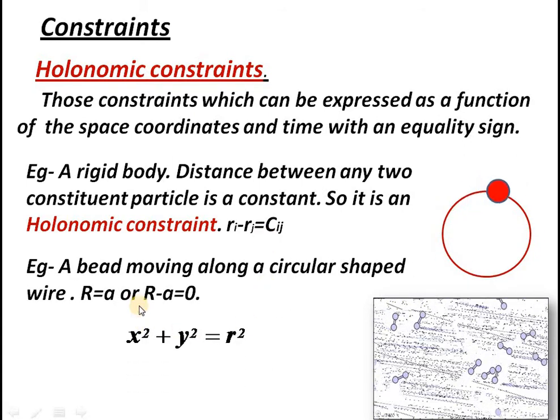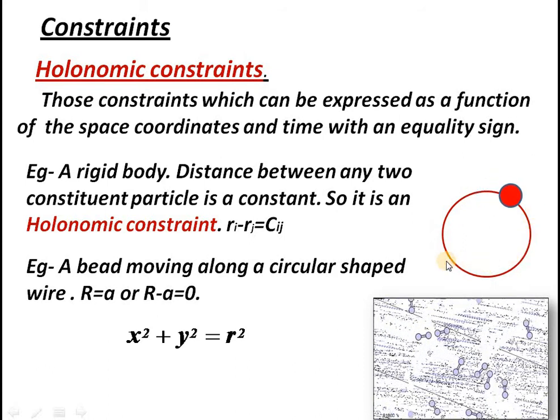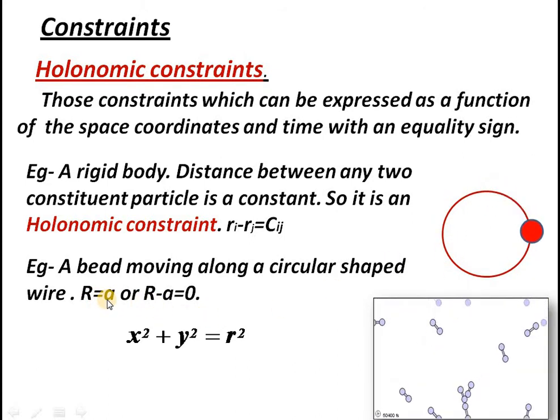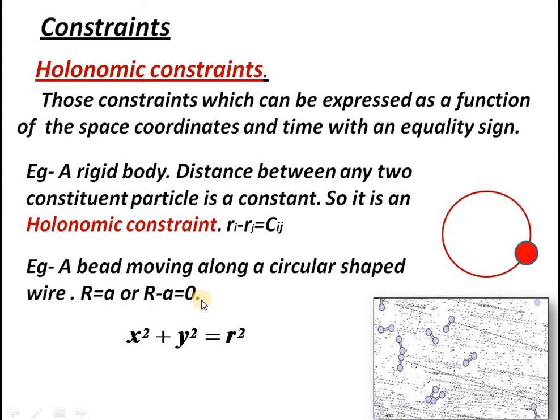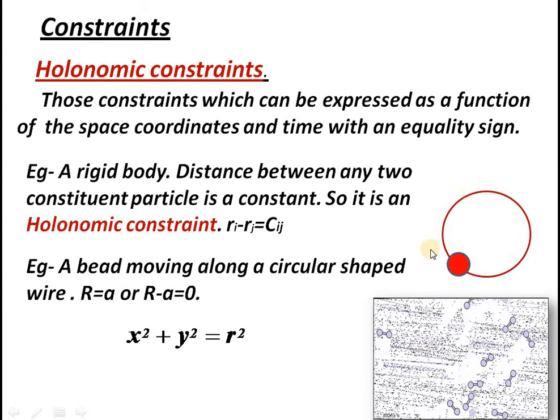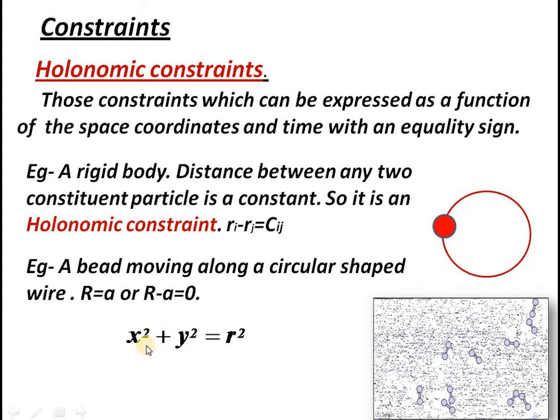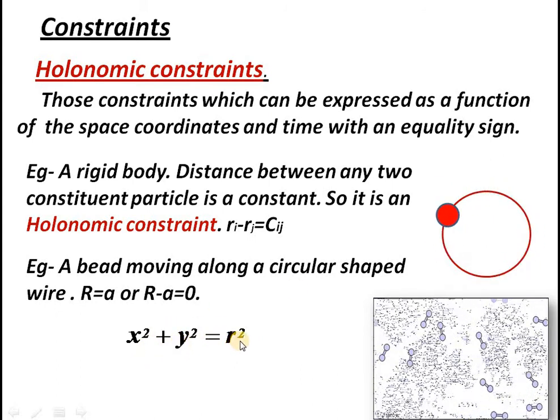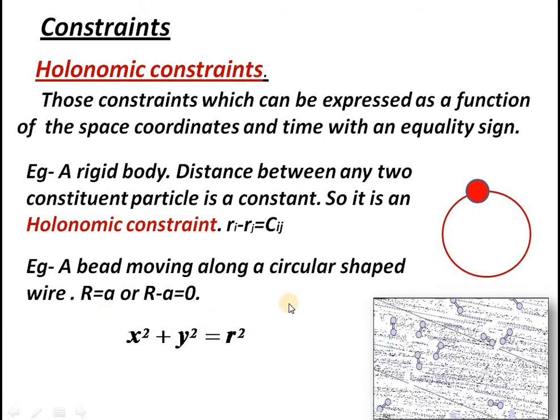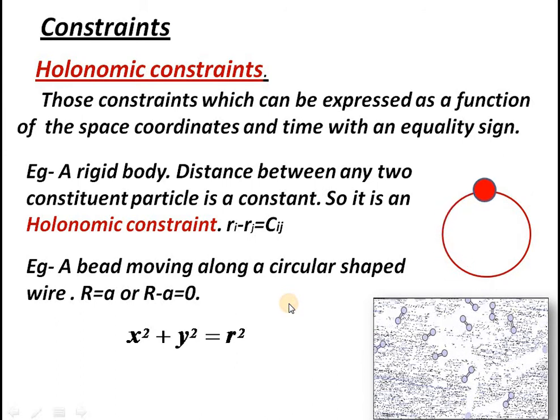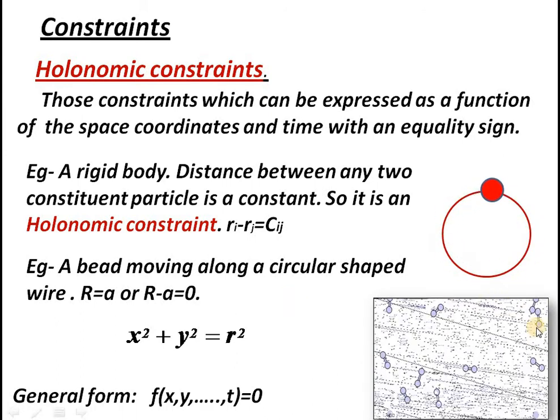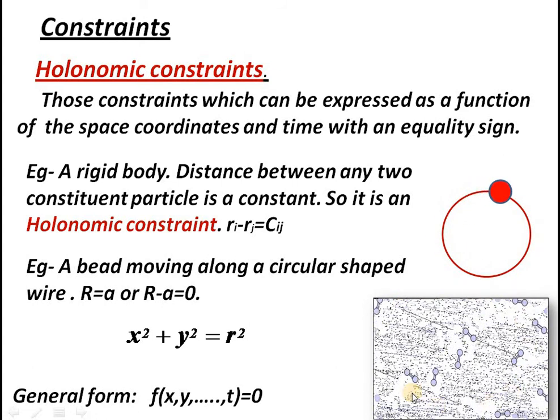And in the case of a bead moving along a wire, you have already written r is equal to a constant, or r minus a is equal to 0. Or if you are writing in terms of Cartesian coordinates, you can write it as x square plus y square equals r square. Again, an equality sign comes. So these all are examples of holonomic constraints.